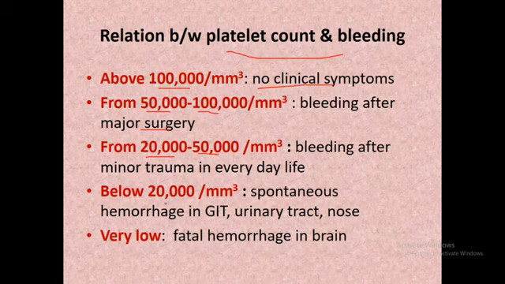And whenever the platelet count is below 20,000, there is spontaneous hemorrhage in the GIT, urinary tract, and nose. So that is the serious condition. And whenever the platelet count is very low, there is fatal hemorrhage in the brain.